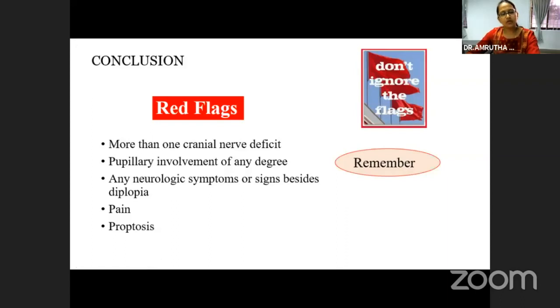To conclude, remember the red flags. Whenever more than one cranial nerve deficit is present, if the pupils are involved, if we are dealing with a patient with neurological symptoms, if the patient has pain with the diplopia, or proptosis, always remember to do a proper detailed evaluation. Don't hesitate to take a neurologist consult and plan imaging whenever required, because proper decision and planning of investigations can save a life and help us diagnose life-threatening problems, specifically the neurological issues.